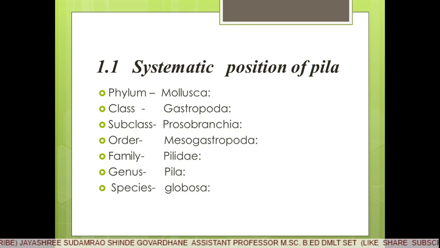Now see its distribution. Pila globosa is found in Oriental, means India, Pakistan, Burma, Sri Lanka, Thailand, Malaya, Indonesia, Philippines, Vietnam, etc. And Ethiopian, that is Africa, Arabia, and Madagascar regions. Few species are distributed in India. Pila globosa is a common species of northern India, which was formerly called Ampullaria globosa. Its popular name is apple snail. P. virens, P. theobaldi, and P. neviliana are commonly found in South India.